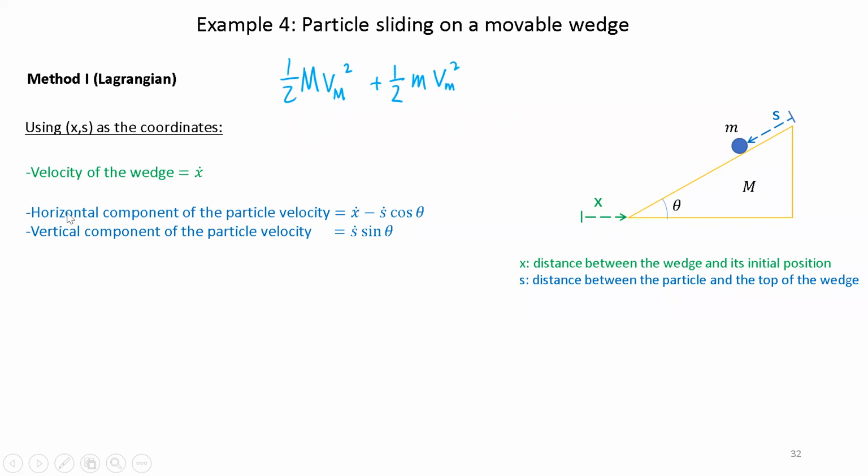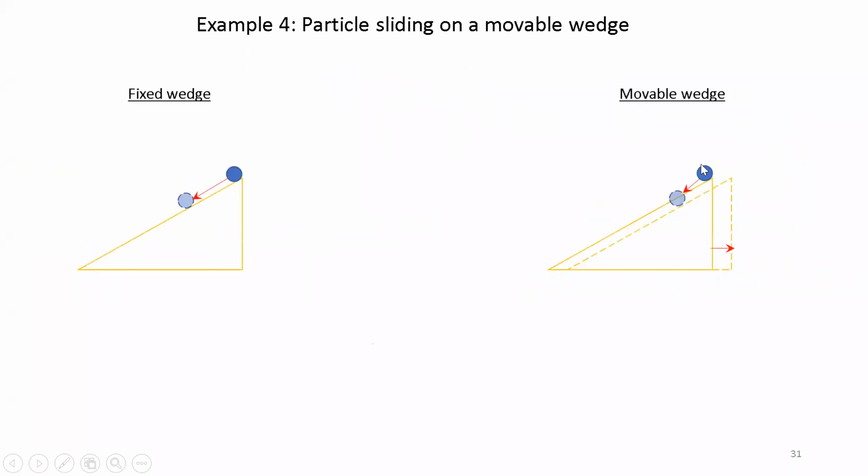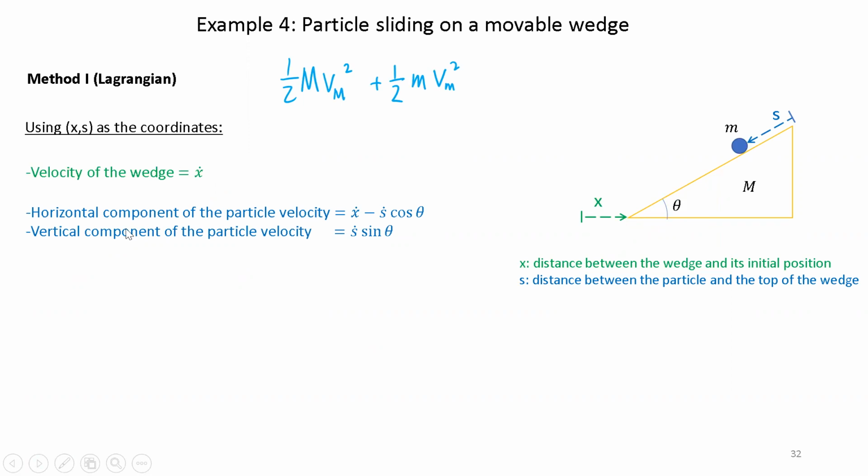So the velocity of the wedge, of course, is simple. It's just this x dot. Now the thing to be careful about is the velocity of the small m. If you look at this, it will be pointing like this. So the horizontal component of the particle velocity would be this x dot minus s dot cosine theta.